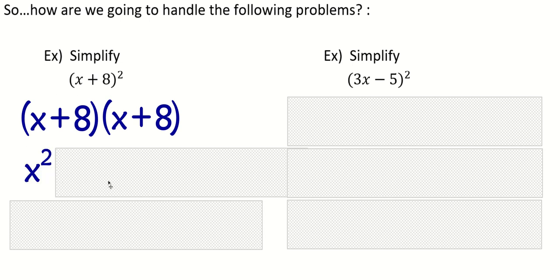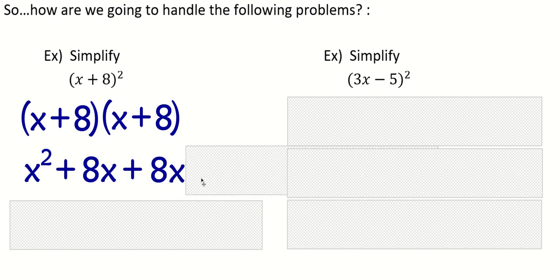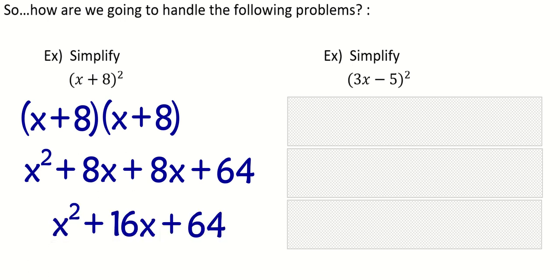So x times x, x squared, x times 8, plus 8x. Now these bubbles are exactly the same, so we're not going to get a minus 8x. It's not going to cancel. It's going to be another 8x for the inners. And then the lasts, as we finish distributing the 8, positive 8 times positive 8, 64. These don't cancel out. They add up to be plus 16x.